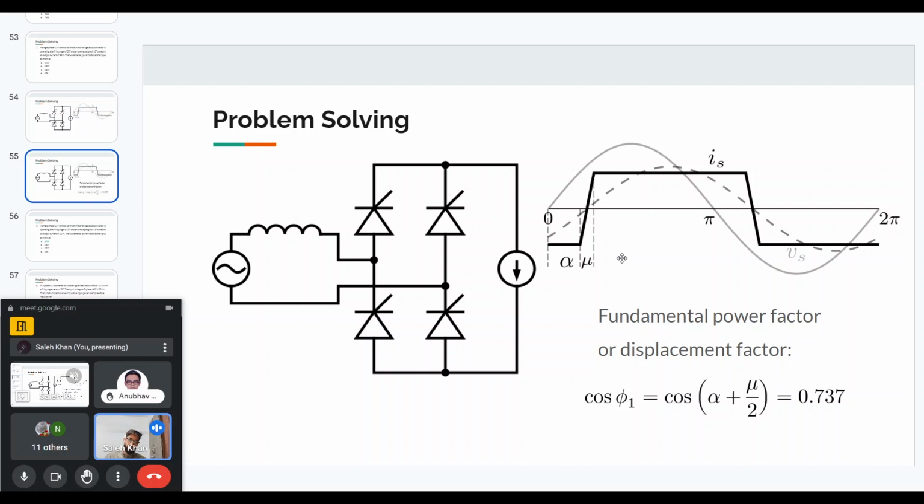The freewheeling diode will basically have an indirect impact, because it will increase the average output voltage. In this case, because we have a firing angle, there will be some negative voltage, and the freewheeling diode will not allow that, so the overall output voltage will increase. So if other things are constant, the source current will also increase.